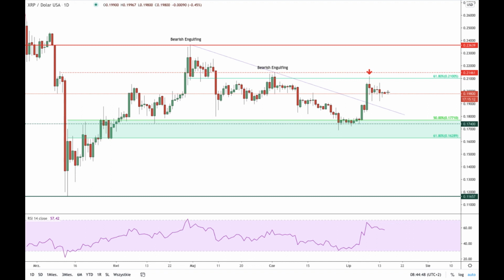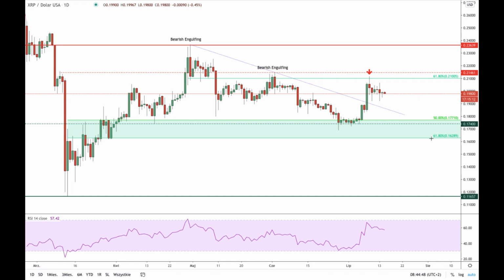Why? Because, as I said at the beginning, there is a lower low, there's a lower low, there is a lower high, there's a lower high, so we should expect right now a lower low, which I think will be around this level here, 0.16, which is 61% of the retracement of this whole move down, right? So this is the target for the XRP for the next days.